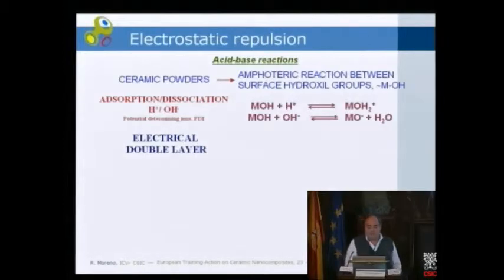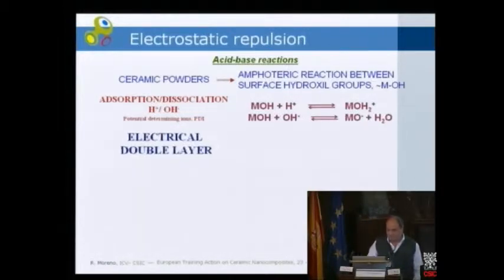The electrostatic repulsion can be explained as a consequence of the acid-base reactions that take place between surface hydroxyl groups in water. If we have a metal oxide, we can form acidic species at acidic pH and basic species at basic pH. In water, the ions resulting from water dissociation are those controlling the potential at the surface of the particle, and this is the reason why they are called potential determining ions, and are responsible for the creation of a double layer.